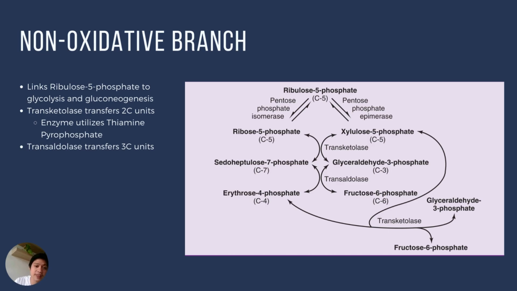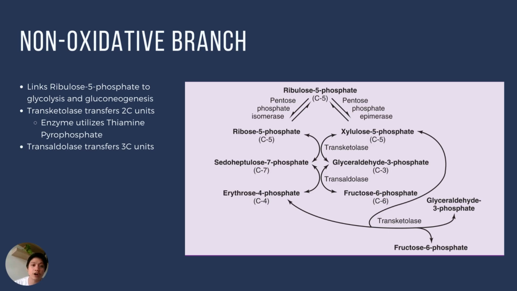Okay? Now, fructose 6-phosphate can already enter glycolysis. And glyceraldehyde 3-phosphate, remember, these processes occur in the cytoplasm, where glycolysis also happens. Glyceraldehyde 3-phosphate can be taken away from the pentose phosphate pathway and enter glycolysis. Okay? So that is the non-oxidative branch.